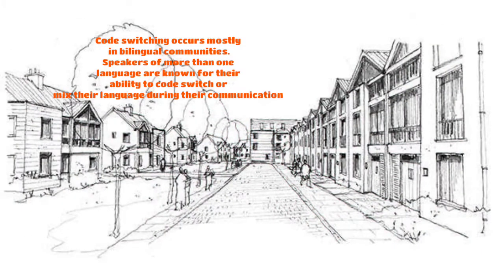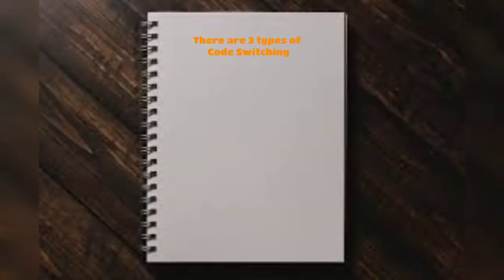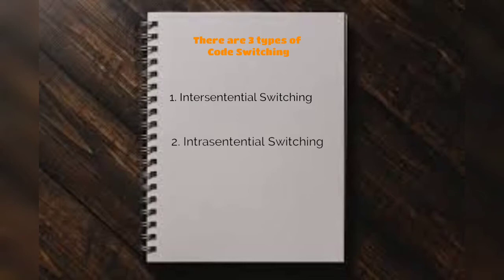Code switching occurs mostly in bilingual communities. Speakers of more than one language are known for their ability to code switch or mix their languages during communication. There are three types of code switching: the intersentential code switching, the intrasentential code switching, and the extrasentential code switching, also known as tag switching.